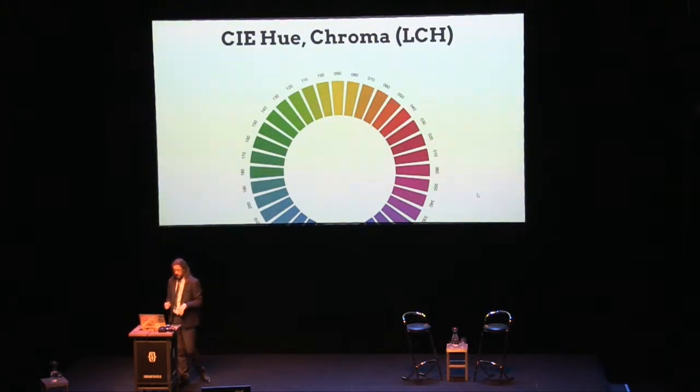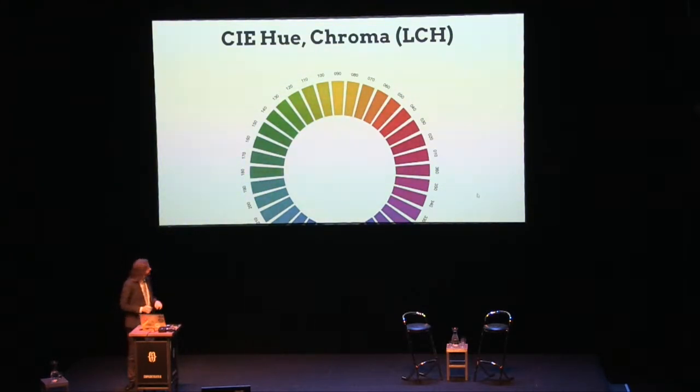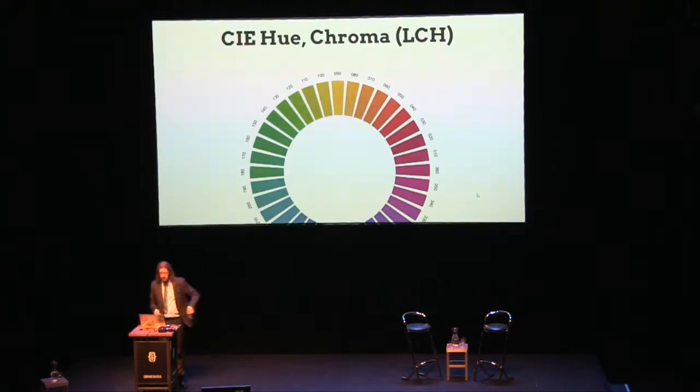So there is a little color wheel for the CIE hue. Is this reminding anyone of anything? This idea of hues that go around in a circle? HSL, yes, it does. One of those strange coincidences. This came out in 1976.